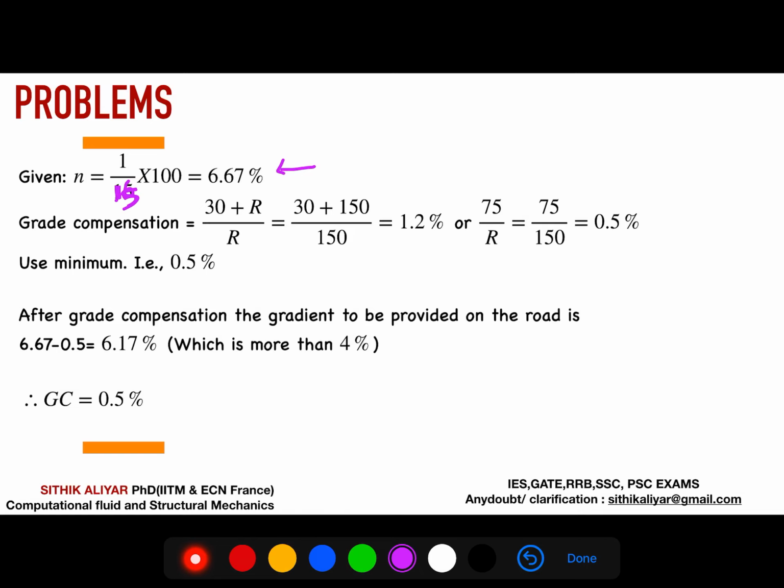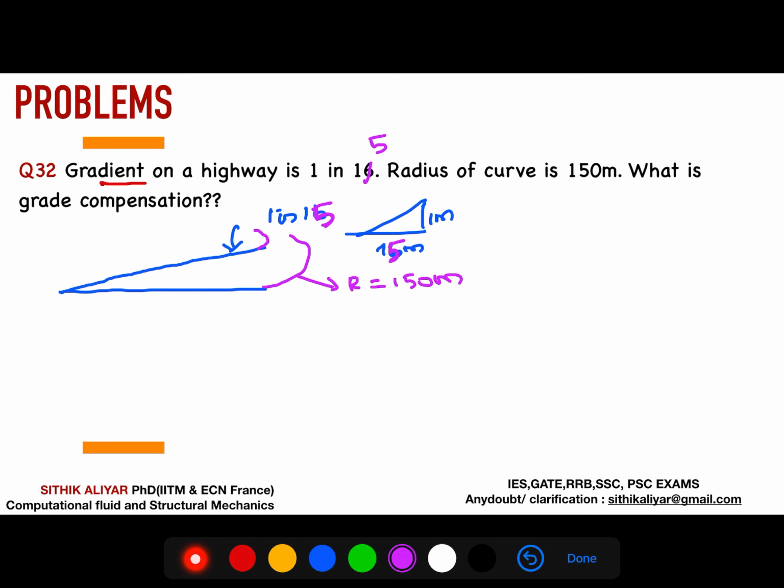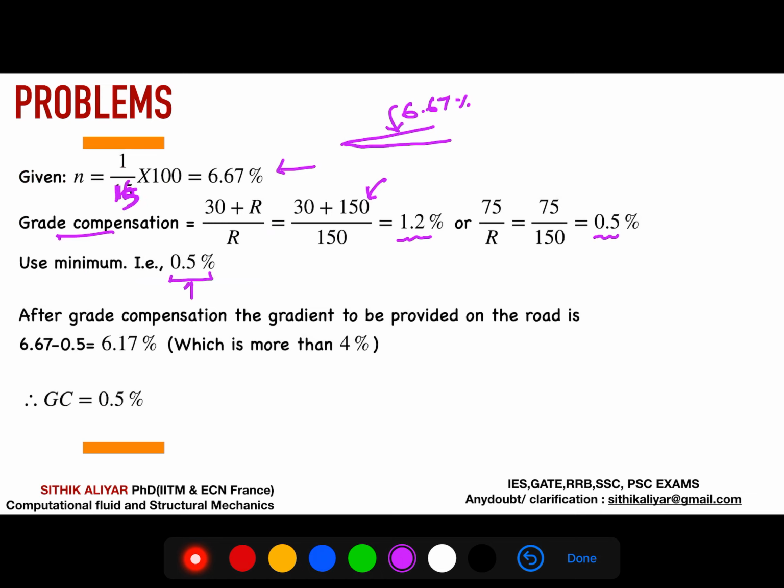That is given. So the straight road already has a gradient of 6.67%, and we determine the grade compensation. We know (30 plus R) by R, where the radius R is 150. If you substitute, you will get 1.2%, and 75 by R you will get 0.5%. We know we have to provide the minimum value, so 0.5%. As per the question, they are asking for grade compensation, so our answer is 0.5%. You also have to check whether the given percentage is more than 4, right? Since it is given as 6.7, then it is fine.